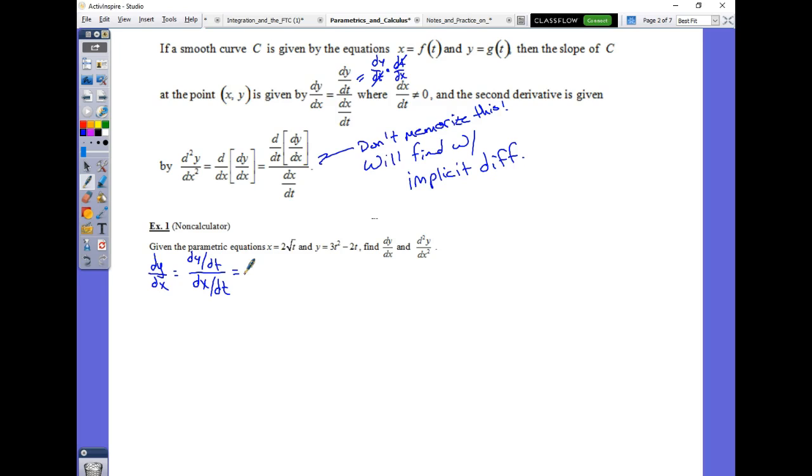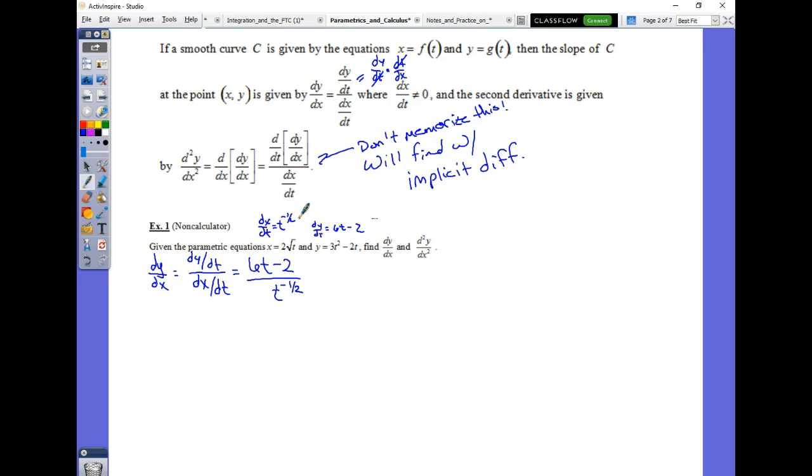Okay. What's dy/dt? You know what y is. y is 3t squared minus 2t. It's just going to be 6t minus 2. We're just going to take the derivative. dy/dt here is going to be 6t minus 2. And dx/dt would be t to the negative 1/2. Now typically I would leave this here.